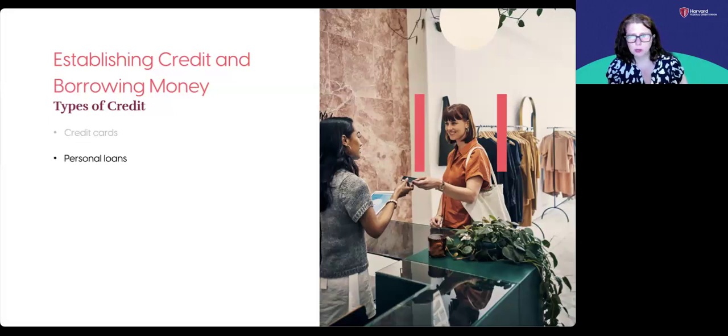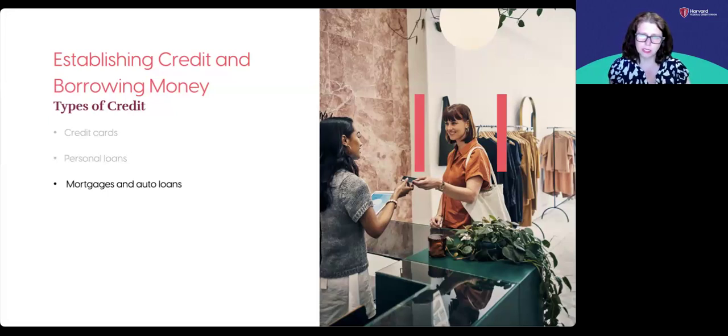You may also want to take a personal loan at some point. The credit union does offer personal loans, and lots of other places do as well. And you can find out about that on our website as well. I'm not going to go into detail about that. We also offer mortgages and auto loans, and you can get them from other places. All of those are going to build your credit score.